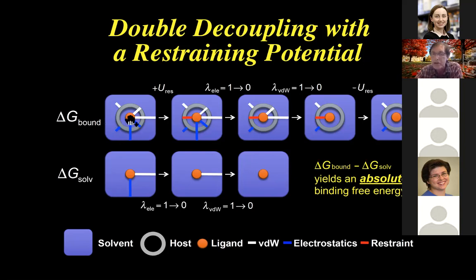What we're going to do is decouple, disappear the ligand in its bound state until it's completely decoupled or annihilated. Then we're going to do the same thing in solvent, and we're basically going to take the difference between those two, and that's going to give us an absolute binding energy. On the plots I'm going to show you in a few minutes of our results compared to experiment, every point on those plots is an independent result, completely independent of everything else. It's an independent prediction all in and of itself.